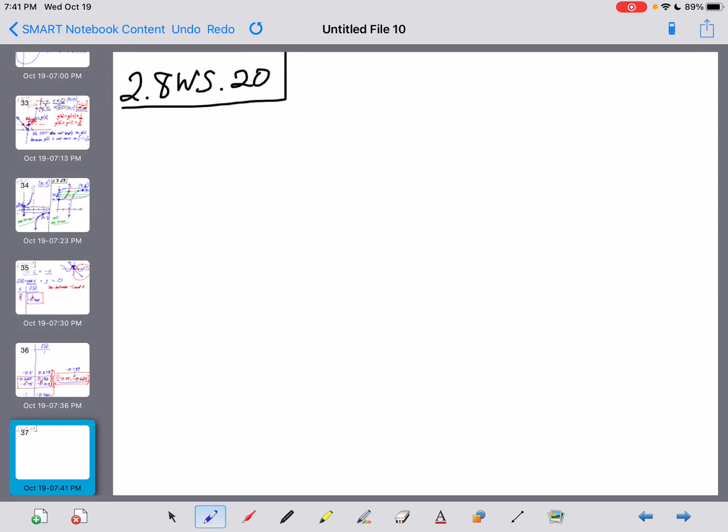And number 20 on this worksheet on 2.8. Is there a number whose natural log is equal to 5 more than the opposite of its cube? Okay, let's make an equation out of that.